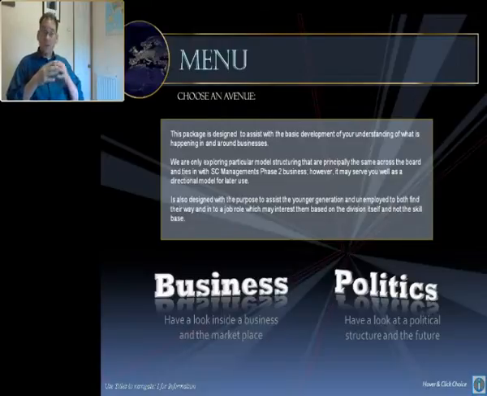So that leads us into the third and final paragraph, which is also designed to assist the younger generation and unemployed to find their way into a job role which may interest them based on the division itself and not the skill base. The skill base within each job role is something different.